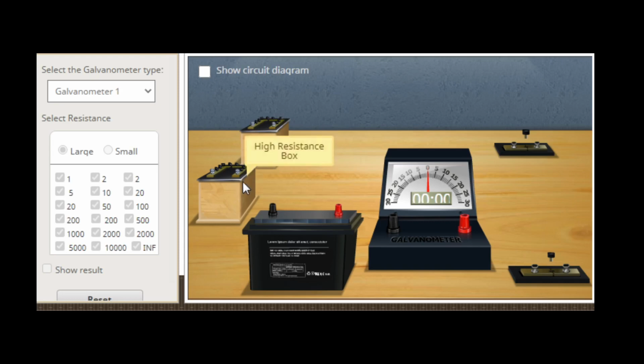High resistance box, that is resistance up to 10,000 ohm say, a low resistance box, battery, galvanometer and two one-way key.